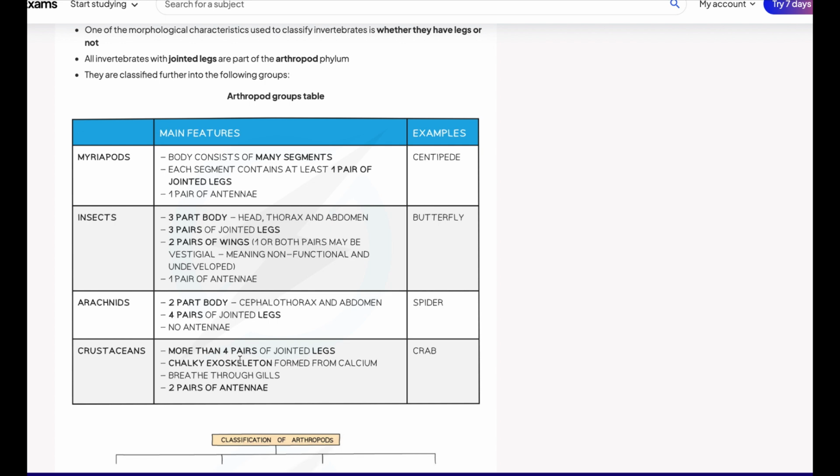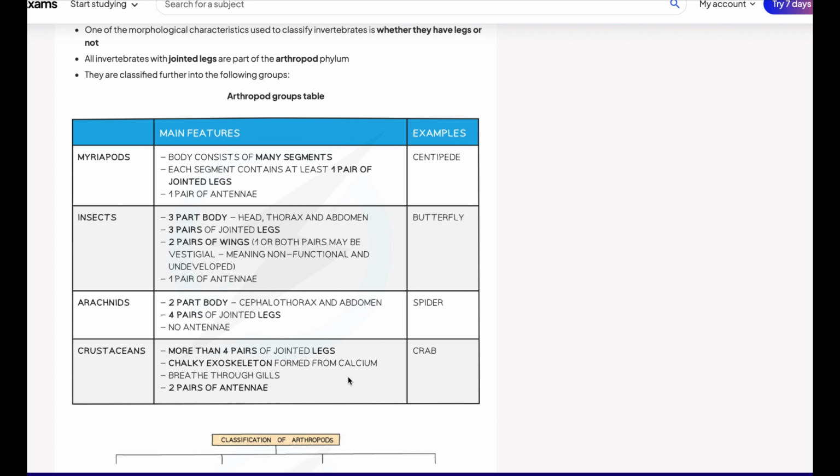Then the crustaceans, they have more than 4 pairs of jointed legs, and they have an exoskeleton, because the whole body is exoskeleton, like a crab. If you ever see a crab, the whole body is exoskeleton, meaning the outer, there's no endoskeleton. Endoskeleton means the bone is inside. Exo means the scale is outside, like a crab. The hard body is outside, the flesh is inside. Or like mammals, the bone is inside, the flesh is outside.